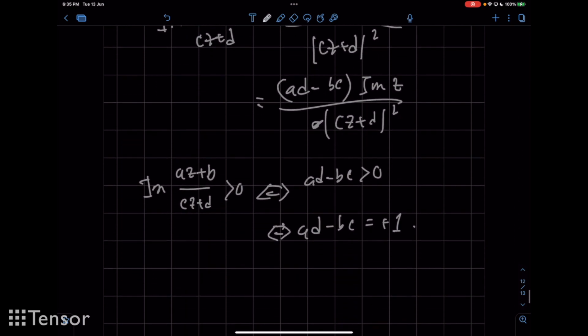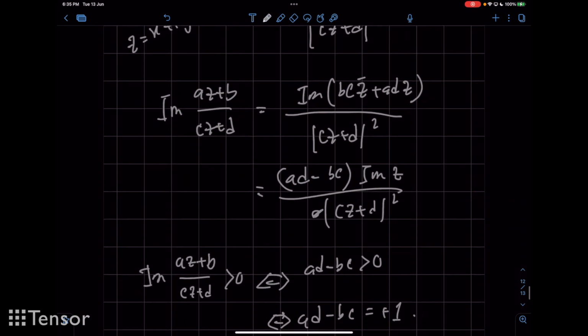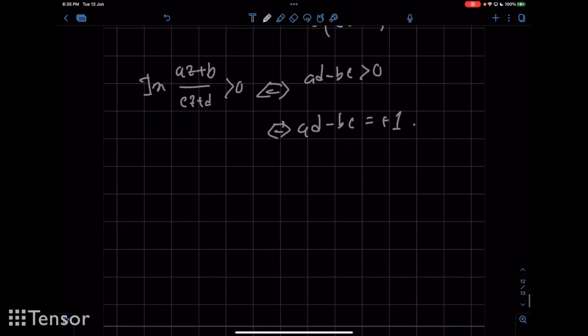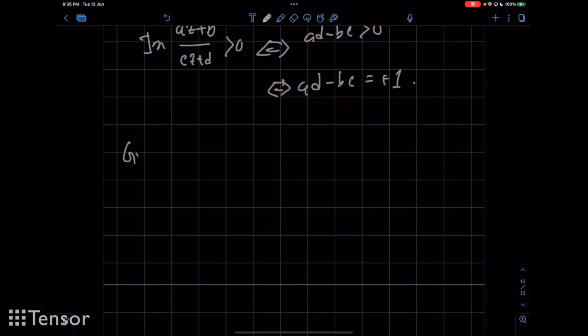Yeah. And also, this motivates us to define the group action of SL2Z on the upper half plane. So now I'm going to define it, the group action of SL2Z. Remember, a group acts on a set. So here the group is SL2Z and this acts on the upper half plane.